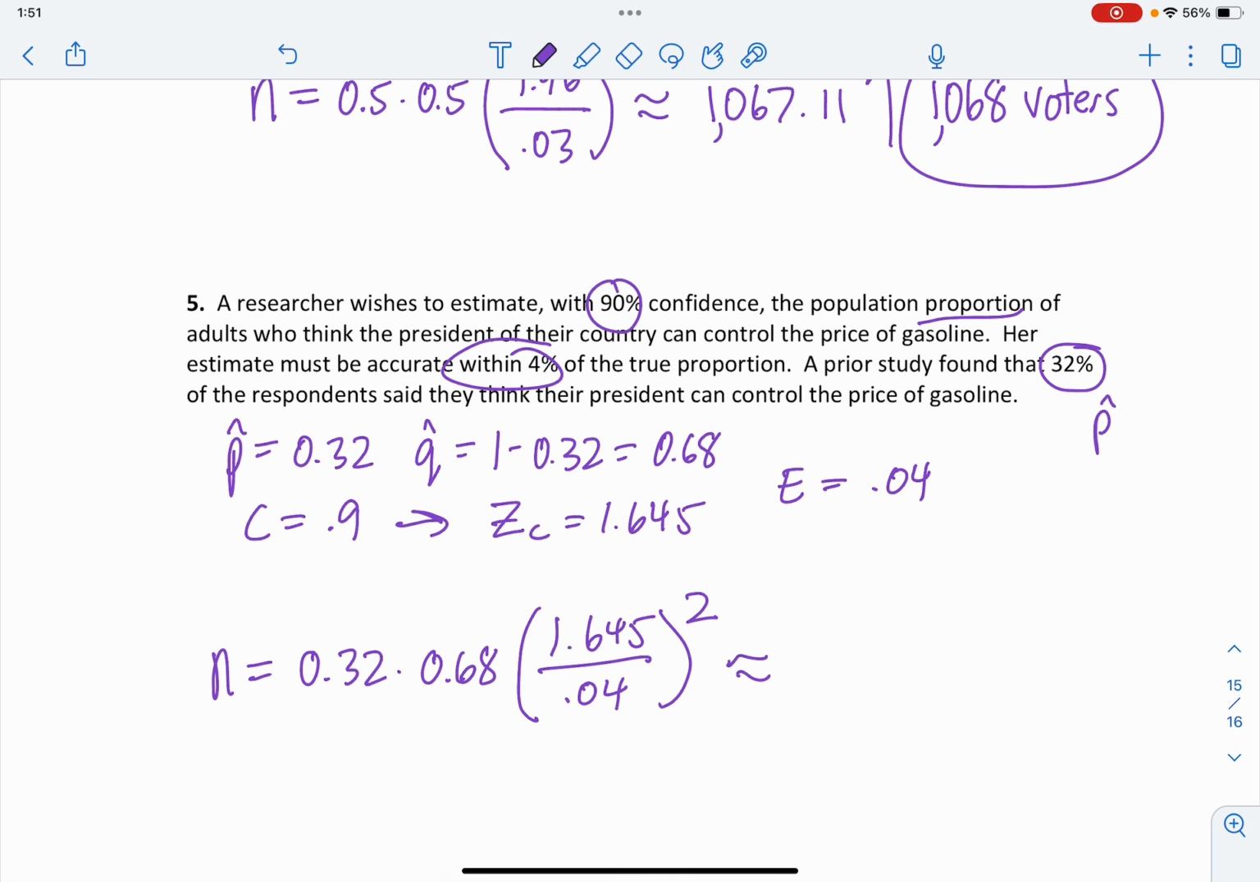Calculator, type. And let's see what I'm getting here on my calculator. Oh, it's just so close: 368.0194. Even though that's a tiny little decimal, we're still rounding up. Feels weird, right? But we're still going to 369. 369 what? Adults.